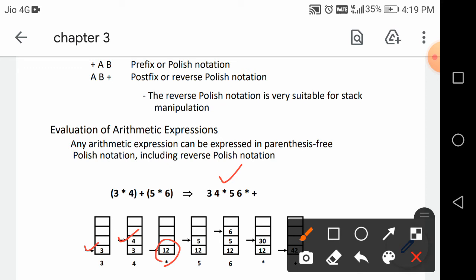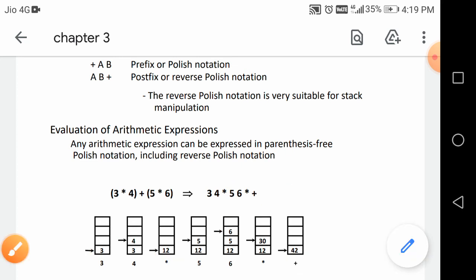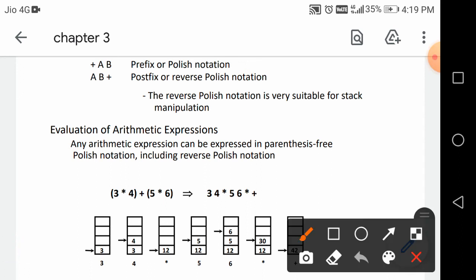After that you are pushing the 5 value. After that you are pushing the 6 value. Again you are taking the mul operation, so it is called multiply. Finally you are taking the add. So that is how you are writing it. Simply I will show here.